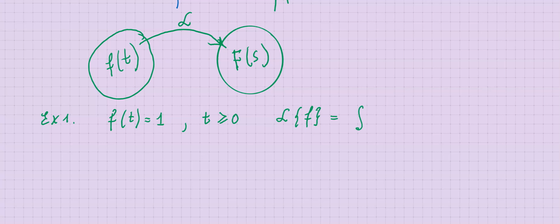That's going to be the integral from 0 to infinity of e to the power of negative st multiplied by 1 dt. I just plug everything into my formula and calculate the result. We do know what the integral of an exponential function is, right? And I'm going to continue over here.